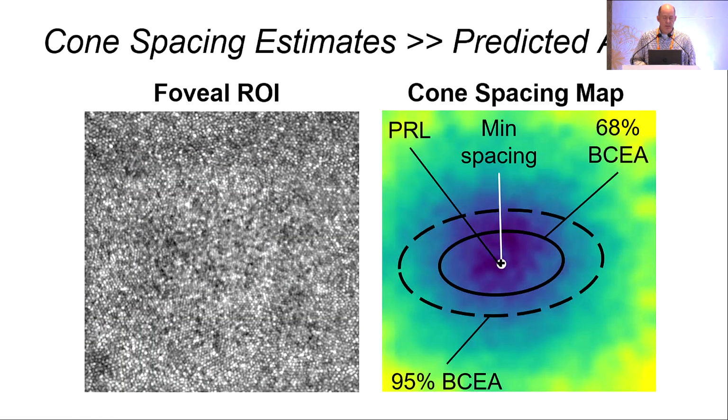So what we did is we took images from patients with albinism and normal individuals, mapped their entire foveal ROI, counted all of the photoreceptors, and developed spacing maps, shown on the right, where we can extract estimates of predicted acuity based on any one number of a factor. But we could take the minimum spacing, which would be the theoretical best acuity that this retina could achieve, assuming everything is intact with respect to private line circuitry.